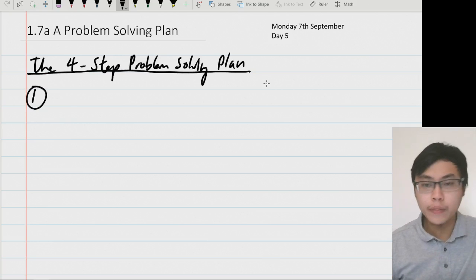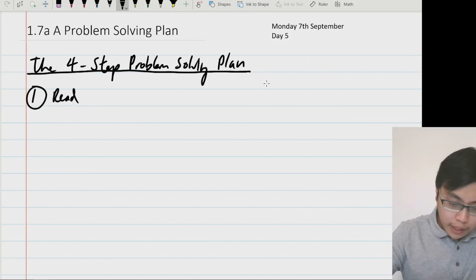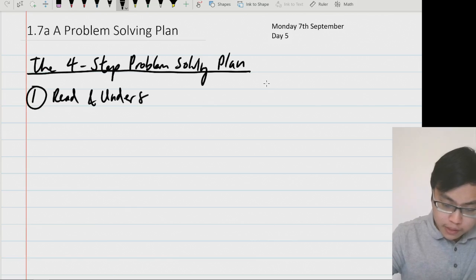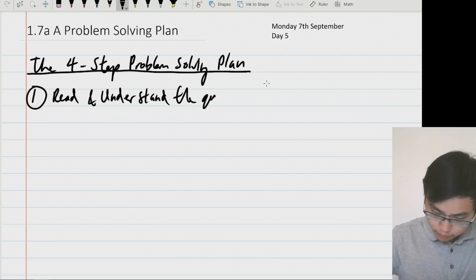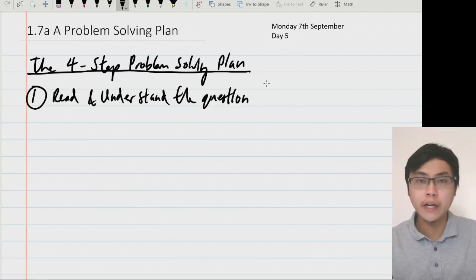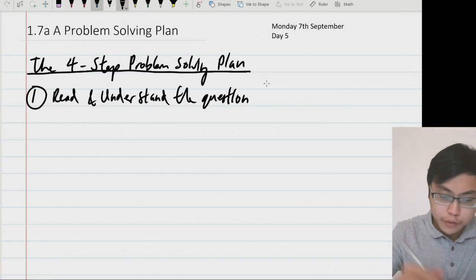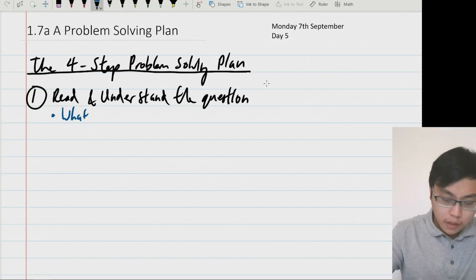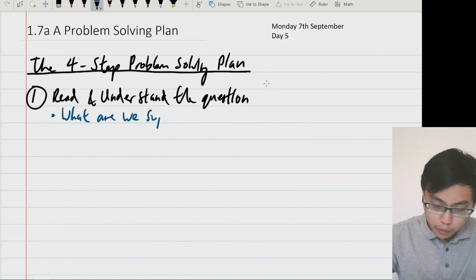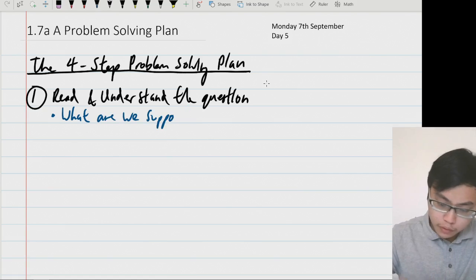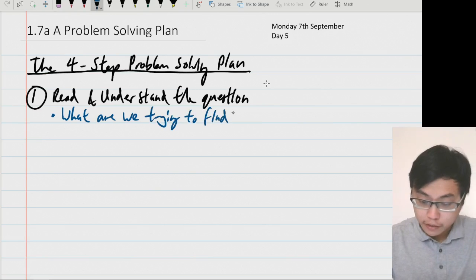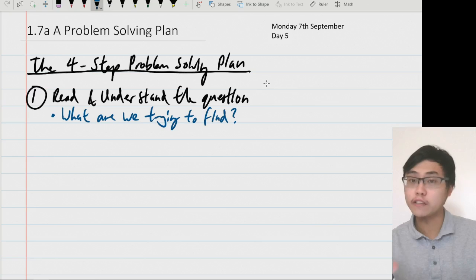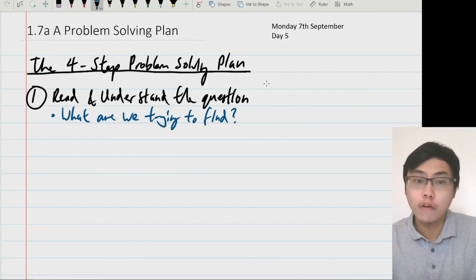First, step one, we have to first read and understand the question. What do I mean by reading and understanding the question? First of all, in this problem, what are we trying to find? That's the most important question. What are we actually trying to find? What are we trying to solve?